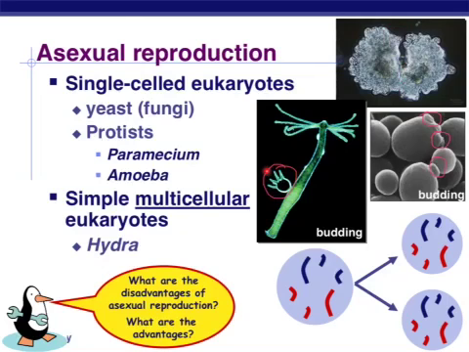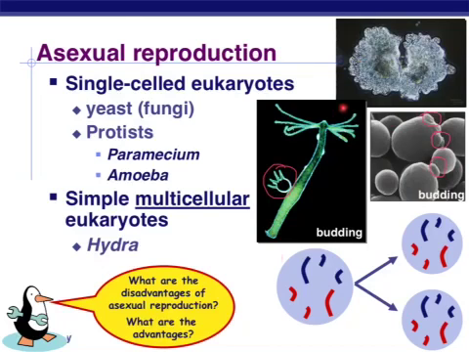Now, single-celled eukaryotes like yeast, which is what these are, and protists, like the amoeba up here, all do asexual reproduction. You can also find some multicellular eukaryotes that will do asexual reproduction, but they're very simple organisms. This is an example of a hydra, and it too does asexual reproduction, but it's a fairly simple organism.